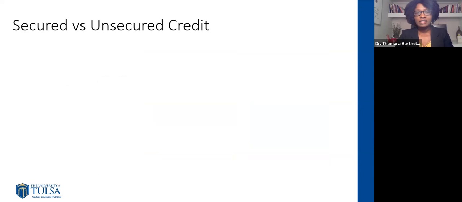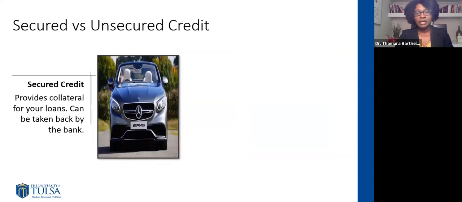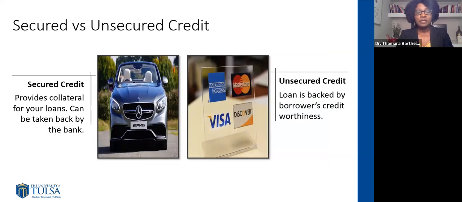Now, credit is categorized into 2 categories: secured credit and unsecured credit. Secured credit is when you have to provide collateral. For example, a car. If you go to a bank and ask for a loan to purchase a car, you would obtain the car from the dealership, and then the bank would have collateral, you will actually back that up with your vehicle.